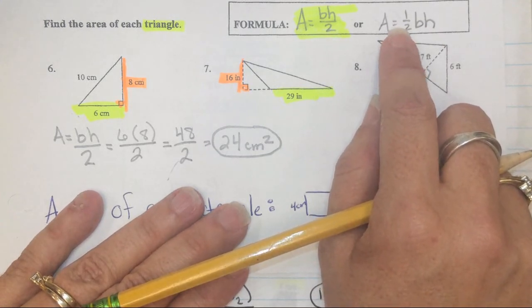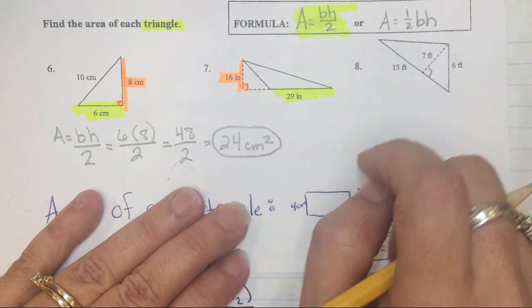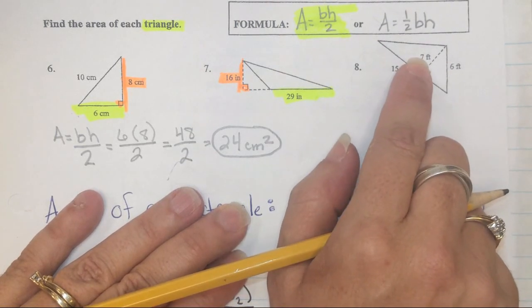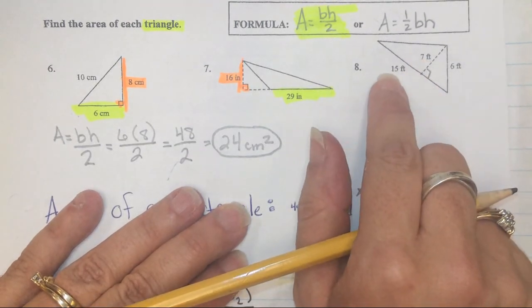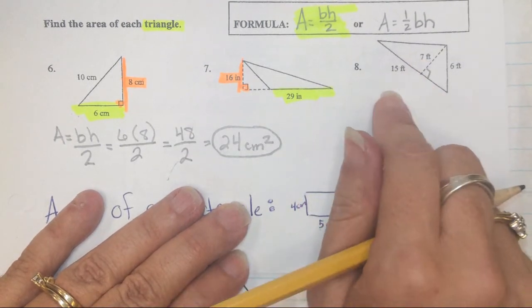Wait, so number 8, the height would be 7. Yes, the height would be 7 point... Oh, that's just 7. 7 feet. And the base would be 15, yes. Okay, now, I need you to jump to a trapezoid before we run out of time.